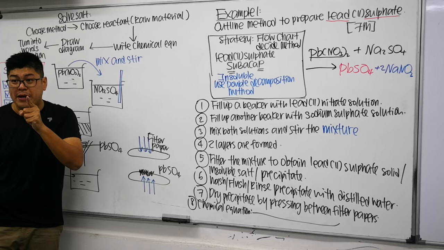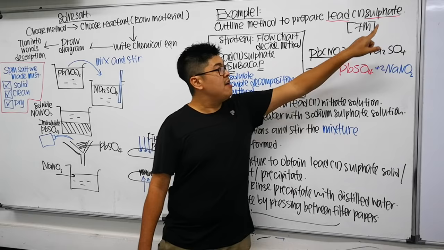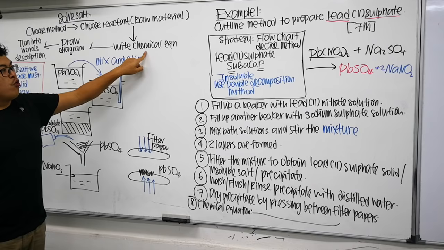You use the way I taught you just now to figure out who are the two soluble salts. The first soluble salt must give you the lead. The second soluble salt gives you the sulfate. Clear? After you find out your raw material, you write a good equation, which is somewhere here.